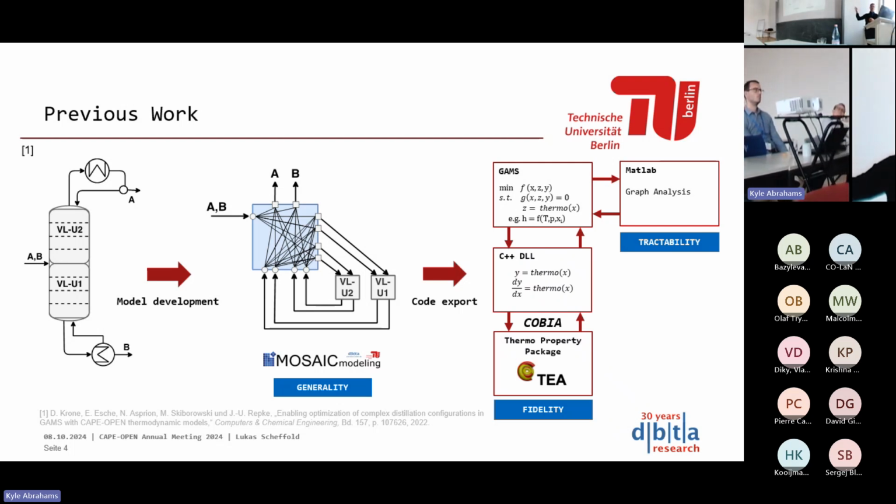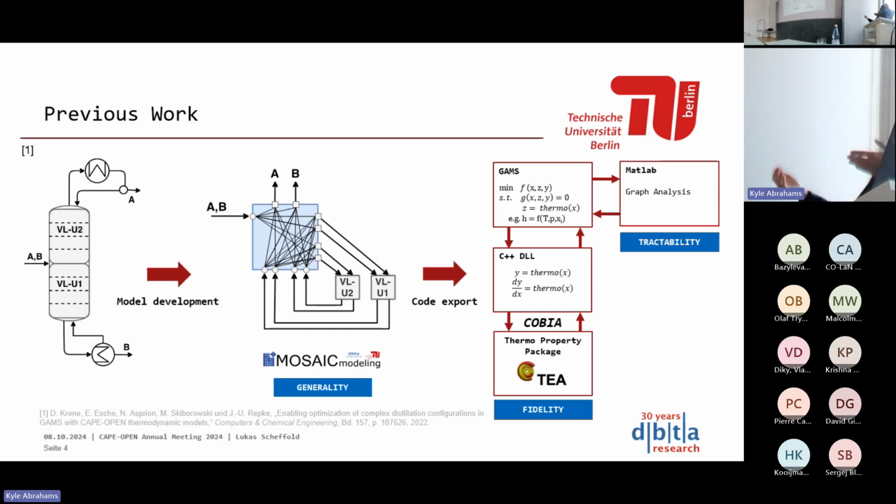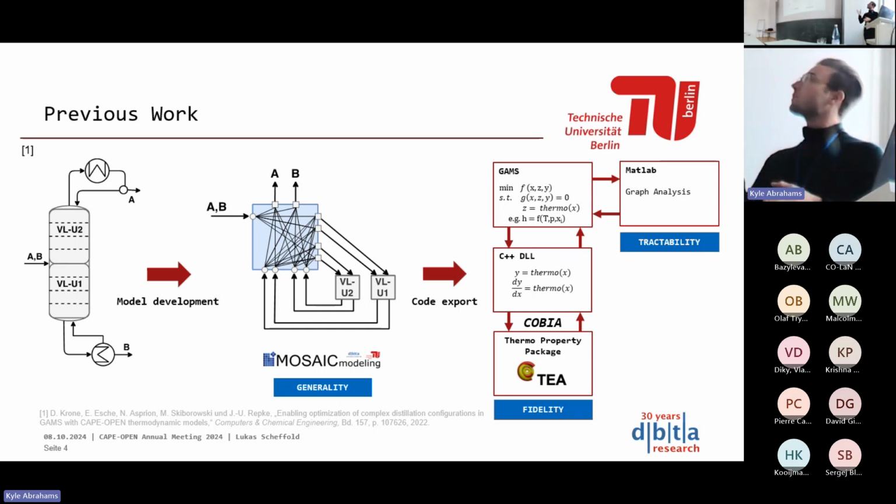Yeah, the basic code structure is there in Mosaic modeling, and it's exported alongside with the GAMS code in order to assure that both of these models are compliant, such that I have a model on the GAMS side, which then does the right thermal function calls in T, gets them from CAPE-OPEN, and can work with these.